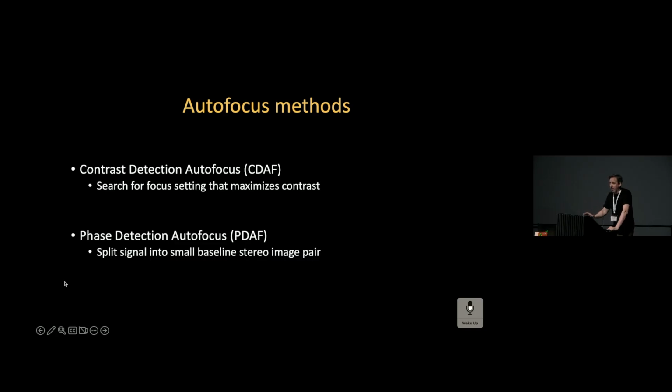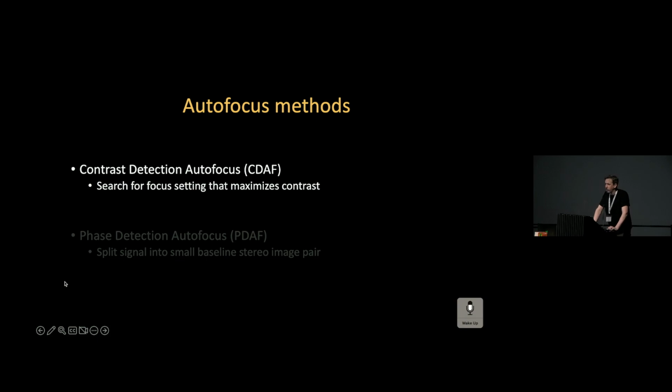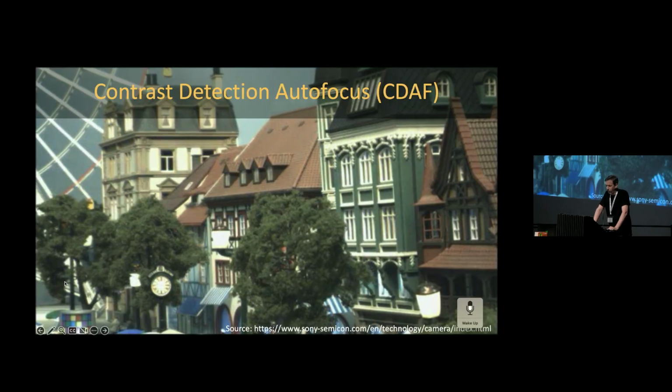So there are two ways that cameras typically do this. The conventional way is to use contrast detection autofocus, or CDAF, which will try to search for the focus setting that maximizes contrast. Another way is to use something known as a dual pixel sensor to implement phase detection autofocus, or PDAF, which splits the signal into two, forming basically a stereo pair of images that can be used for focusing. So we'll touch on these very briefly in case you're not familiar with this already.